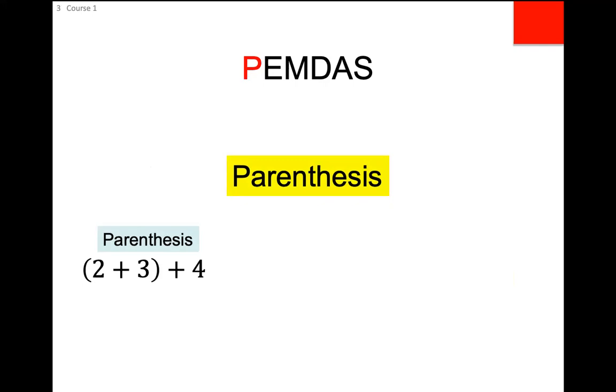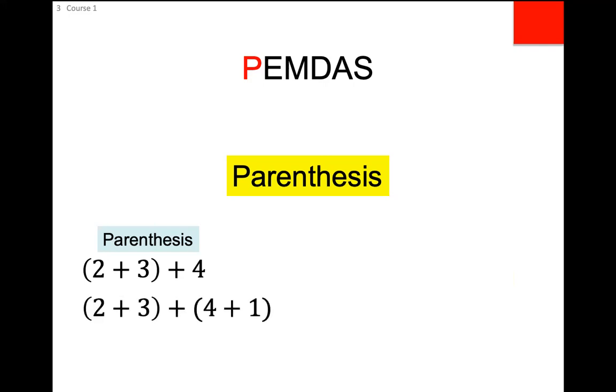PEMDAS says you do what's inside first. So what do we do first on this one? You've got to do 2 plus 3. Even though this 3 plus 4 is sitting right here, and I could do that really easy, 3 plus 4 is 7. No, you do what's inside the parentheses first. Right? Here's a more complicated one.